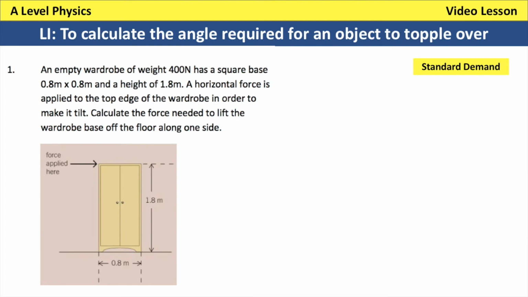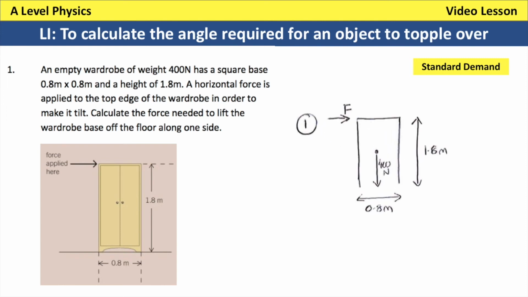Okay, let's now look at some standard demand questions. An empty wardrobe of weight 400 newtons has a square base, 0.8 metres by 0.8 metres, and its height is 1.8 metres. A horizontal force is applied to the top edge of the wardrobe in order to make it tilt. Calculate the force needed to lift the wardrobe base off the floor along one side. So I would actually redraw out that wardrobe to begin with, because we can show that there's a 400 Newton force acting downwards, and we can obviously label F and 1.8 metres on here as well.